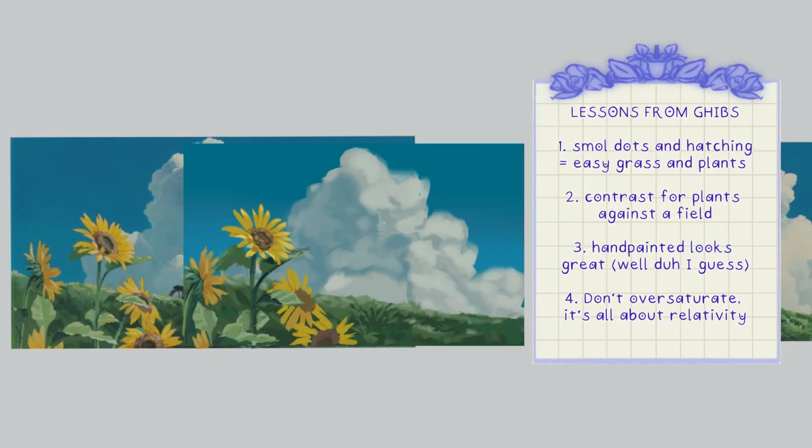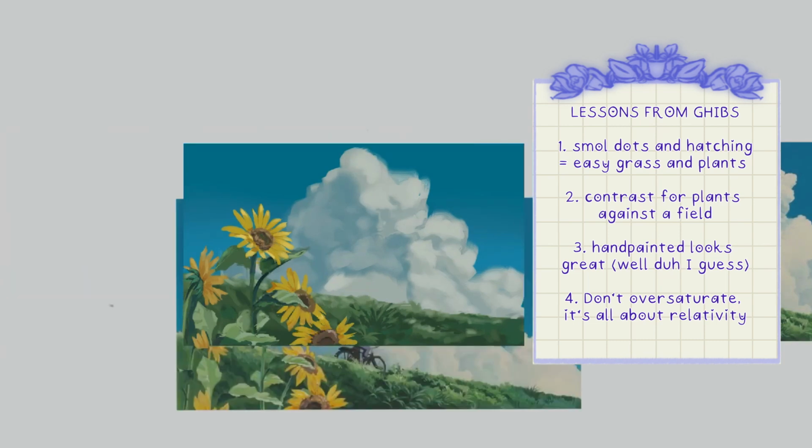Small dots are good implications of texture. So is hatching, since it will look like blades of grass. Contrast is needed, especially with plants against the field. And a hand-painted look really good. Also, colors don't have to be very saturated to look vibrant. It's all about relativity. I suppose this was a good study before I try doing something like this traditionally, but I think I need to have some more guidance.